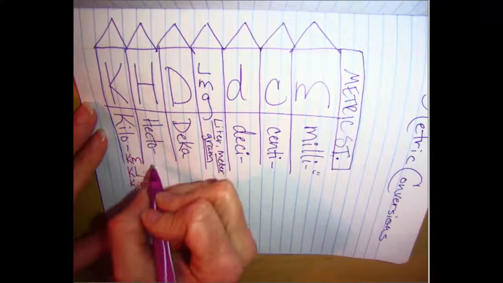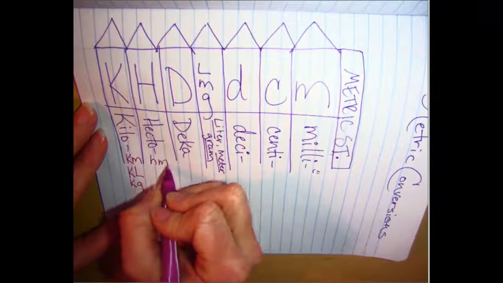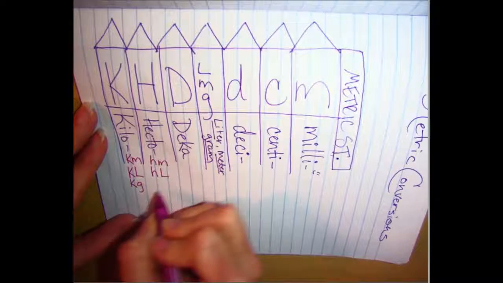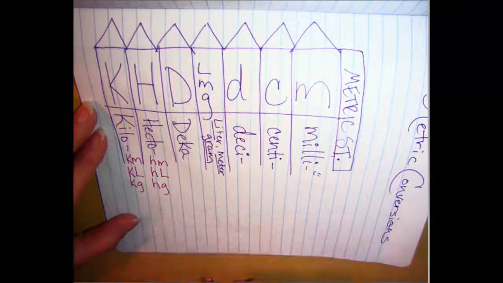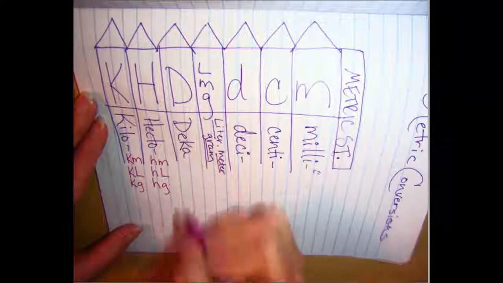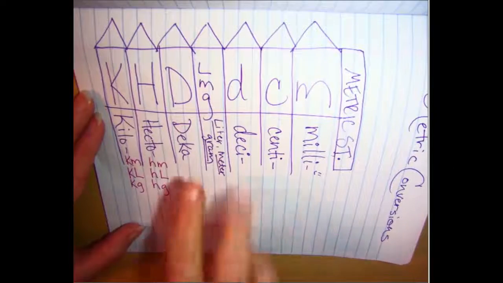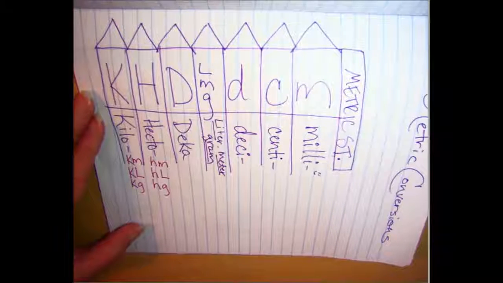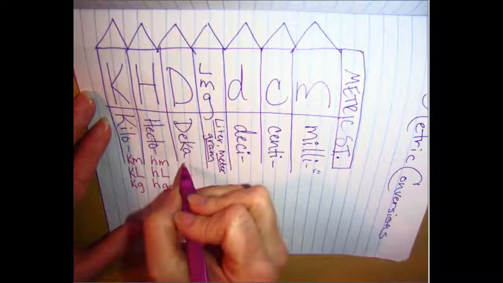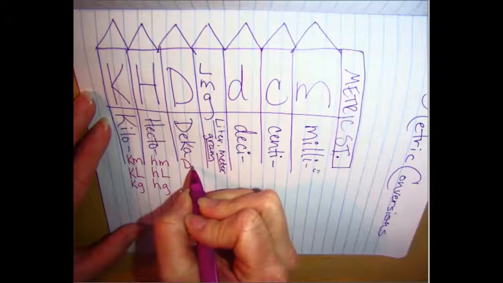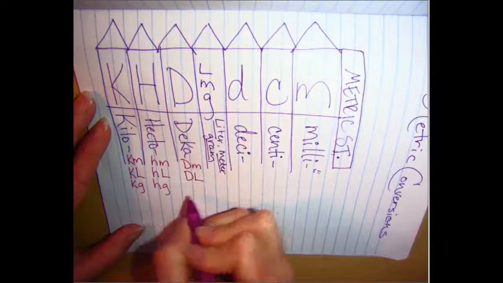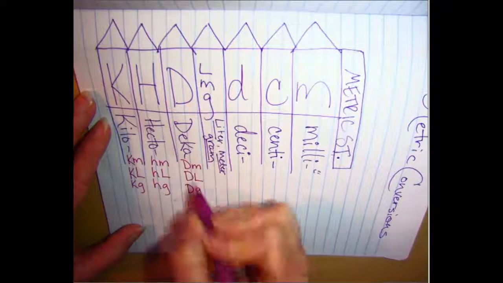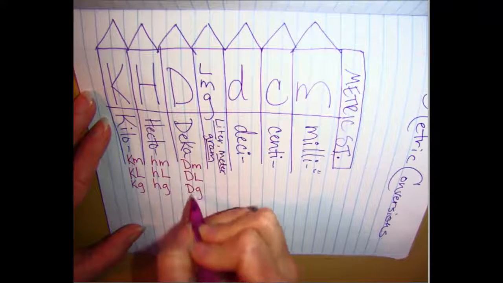For hecto, it's usually written little h, little m, little h, big L, little h, little g. Hectometer, hectoliter, hectogram. Deca is the weird one. And unfortunately, I have two guys here that start with the letter D, so they have to do something different with him. The way I write it and the way I've seen it the most is a capital D, little m, capital D, capital L, capital D, little g: decameter, decaliter, decagram.